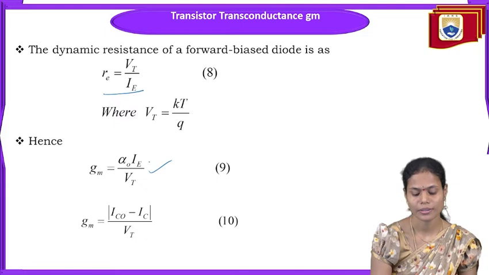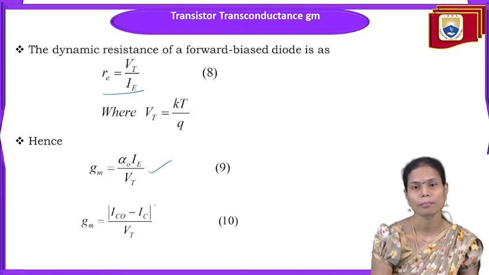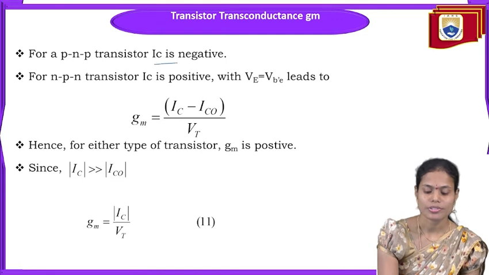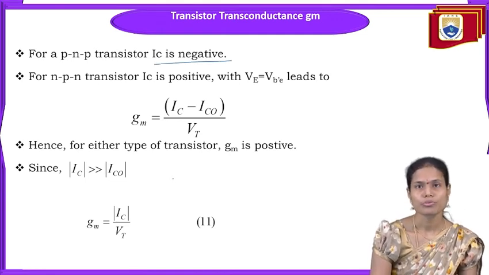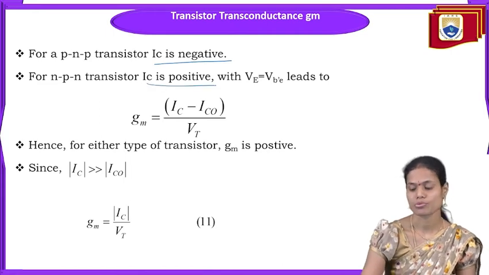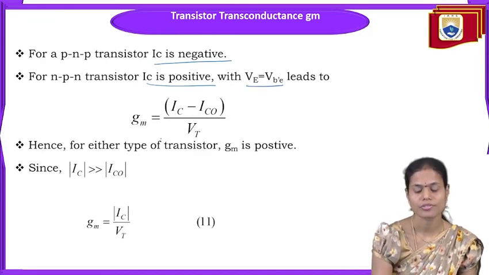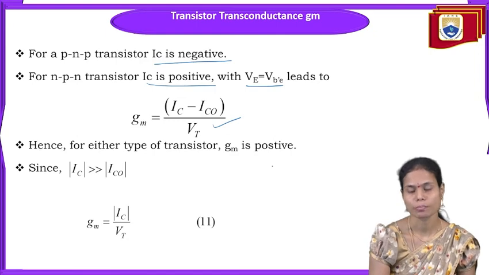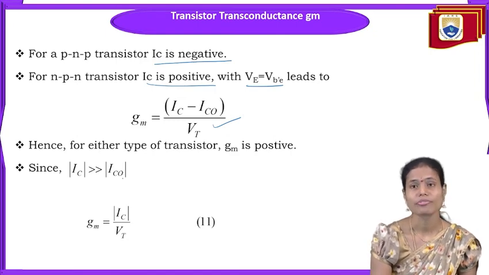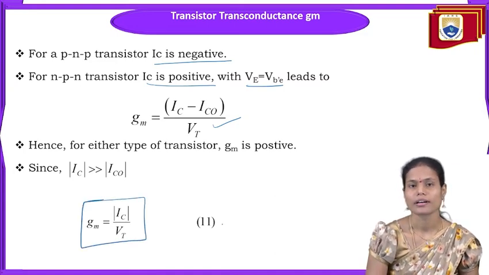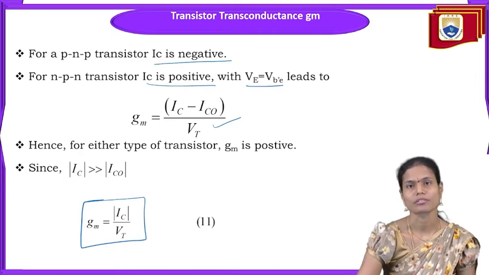And again, alpha naught IE is nothing but IC naught minus IC, divided by VT. In the PNP transistor, the collector current value is negative, whereas for an NPN transistor, IC is positive. So that's why we represented it in the determinant. With VE equal to VB'E, we will get Gm equal to IC minus IC naught by VT. So for any type of transistor, Gm should be positive here. And here the IC value is very high compared to IC naught, so we are approximating the transconductance Gm as IC by VT, that is the output current by the voltage equivalent of temperature VT.